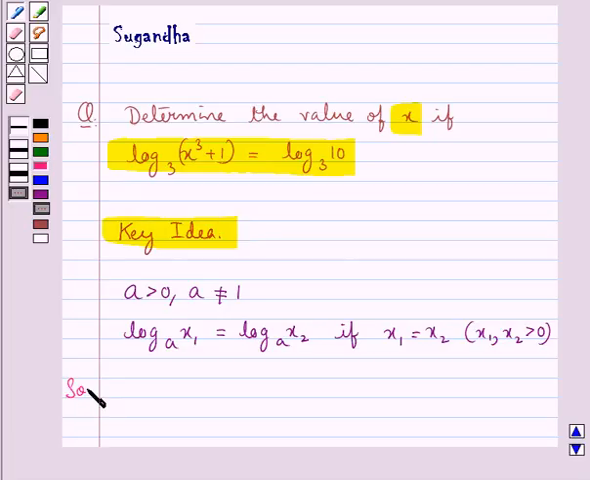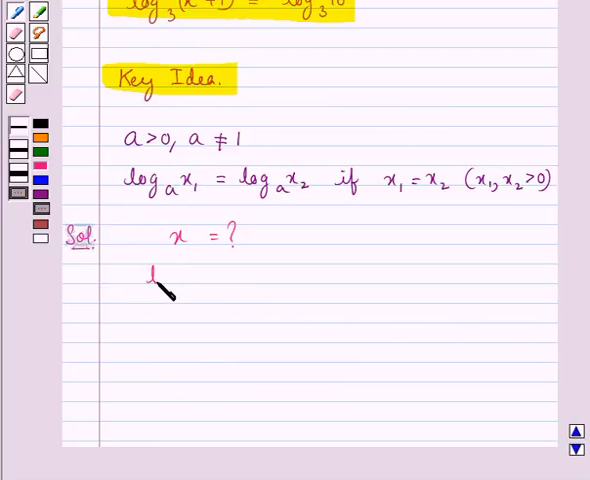Let's proceed with the solution now. We are supposed to find the value of x and we are given that log of x cube plus 1 to the base 3 is equal to log of 10 to the base 3.